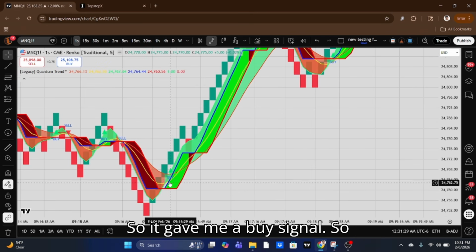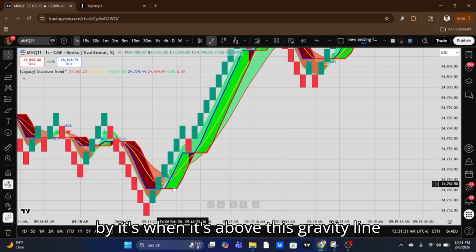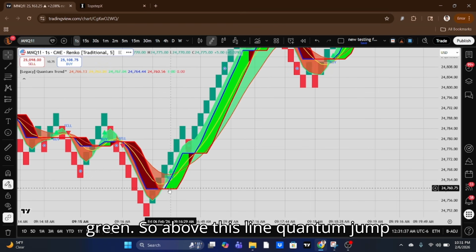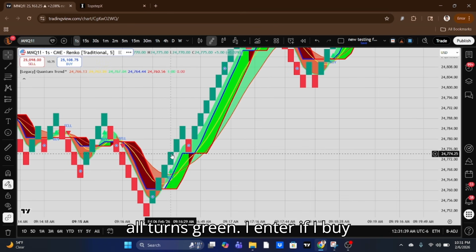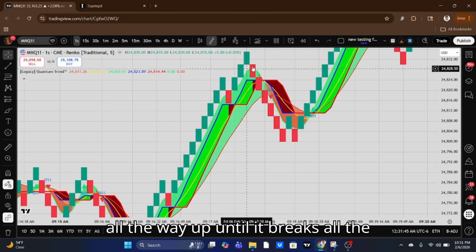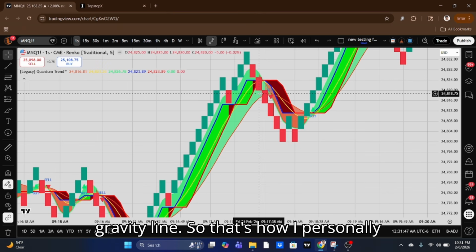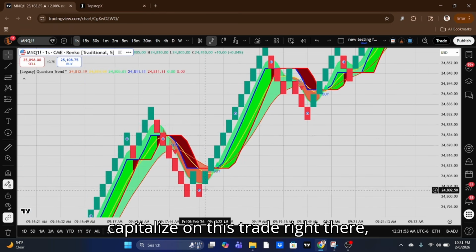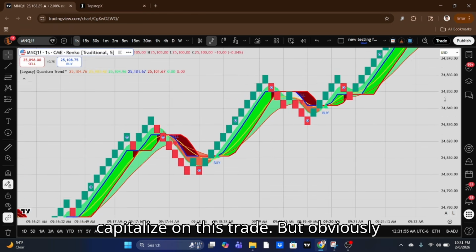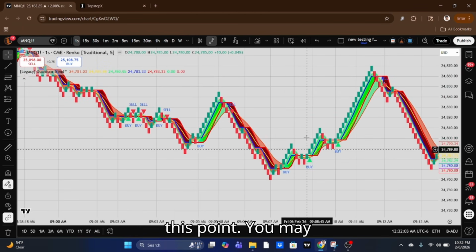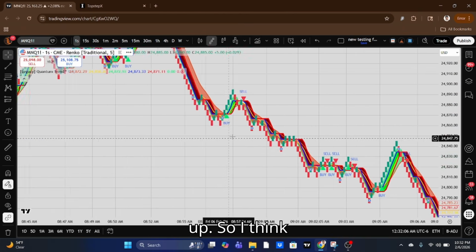So it gave me a buy signal. Buy is when it's above this gravity line and when the Quantum Trend turns green. So above this line, Quantum Trend all turns green. I enter a buy position and I may ride it all the way up until it breaks off the gravity line. So that's how I personally trade. I would probably be able to capitalize on this trade right there, and this trade, but obviously it can still give you losing trades. Like here, it chops you up at this point. You may lose a couple of trades there.